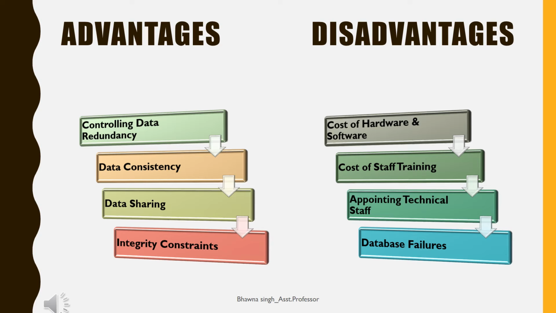The second one is data consistency. Here consistency means stable, and if we are controlling redundancy, then we are making our data consistent. For example, we are storing our data at one place only and we need to update the details of this data. So in that case we have to perform the updation only at one place, and that updated value can be easily available to all the users. So it means if our data is not redundant, then it is consistent.